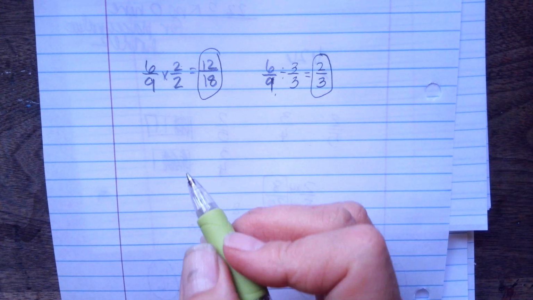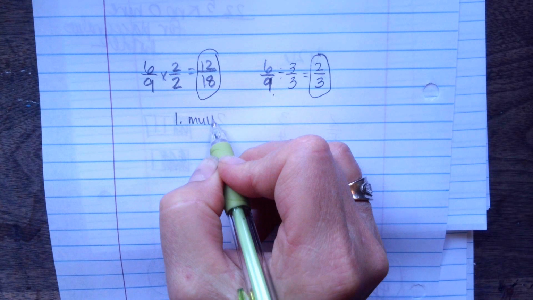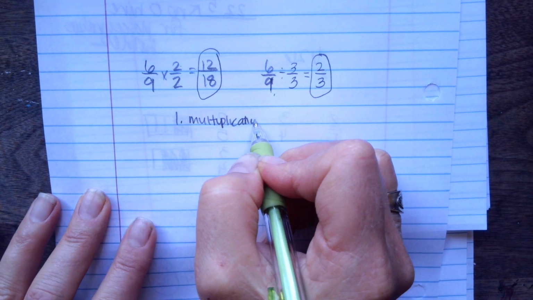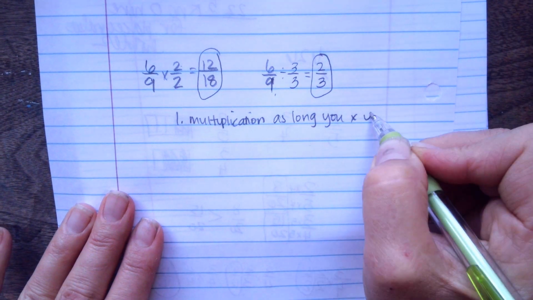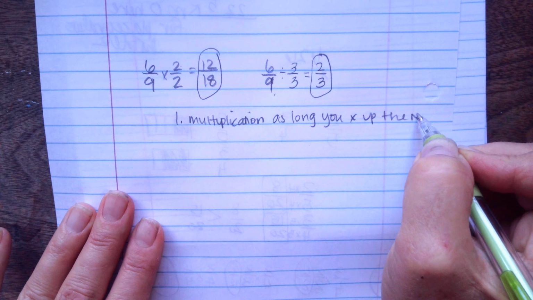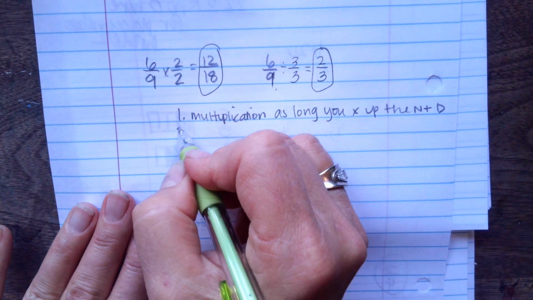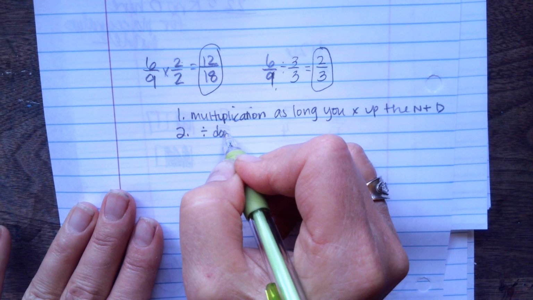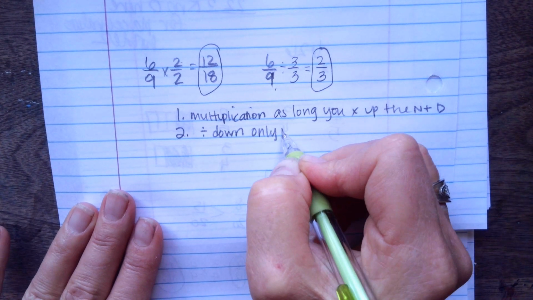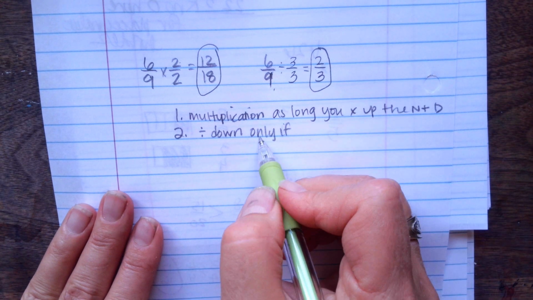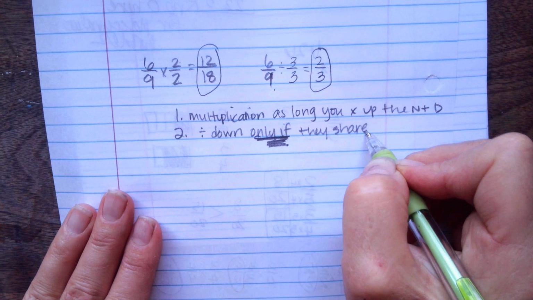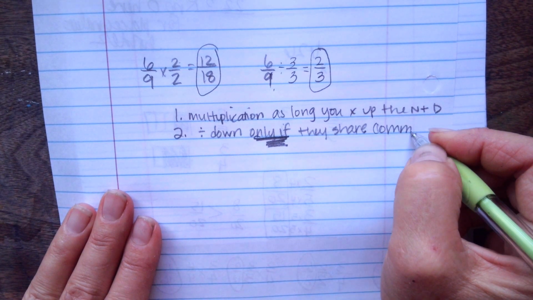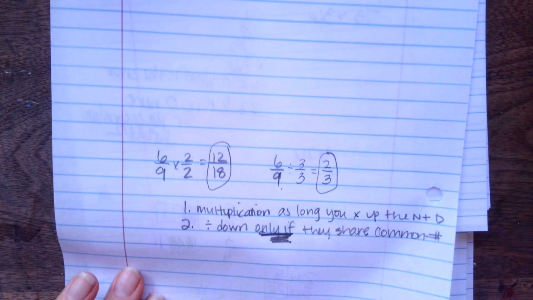So to find equivalent fractions, we have multiplication always. We can always multiply up as long as you multiply up the numerator and the denominator by the same number. Then rule 2 is we can divide down only if, so this one we can do all the time, but this one we can do only if they share a common number that we can divide down by. Does that make sense to you? Yeah. Okay.